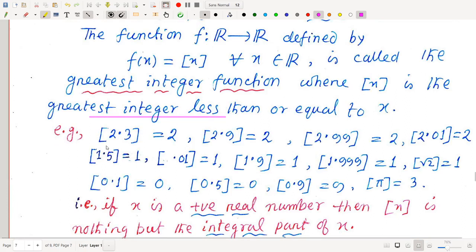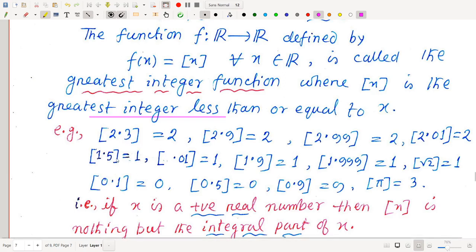Example will clarify it. Say if I take x is 2.3, [2.3] value is 2. [2.9] value is 2, [2.99] value is 2, [2.01] value is 2 always, because 2 is the greatest integer not exceeding 2.3, not exceeding 2.9, not exceeding 2.99, not exceeding 2.01. So that's why [2.3], [2.9], [2.99] and all are equal to 2.